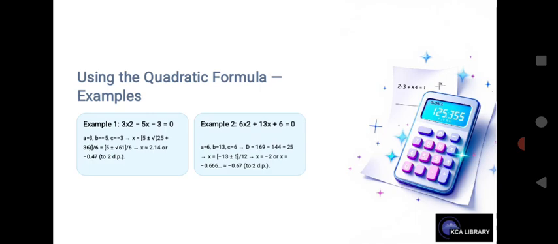If you input it into that formula, at the end of the day, you will calculate x as minus 0.47 or 2.14, in 2 decimal places. Don't forget that I said from the beginning that in a quadratic equation there will always be two roots, either two similar roots or dissimilar roots.